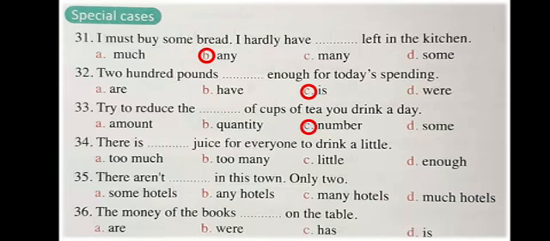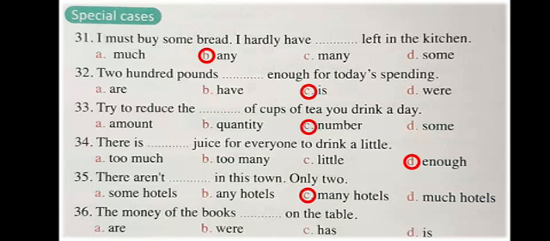34. There is juice for everyone to drink a little. مدام كفاية يبقى enough. 35. There aren't spaces in this town, only two. Some hotels, any hotels, many hotels, much hotels. Only two. يبقى there aren't many hotels in this town, only two.